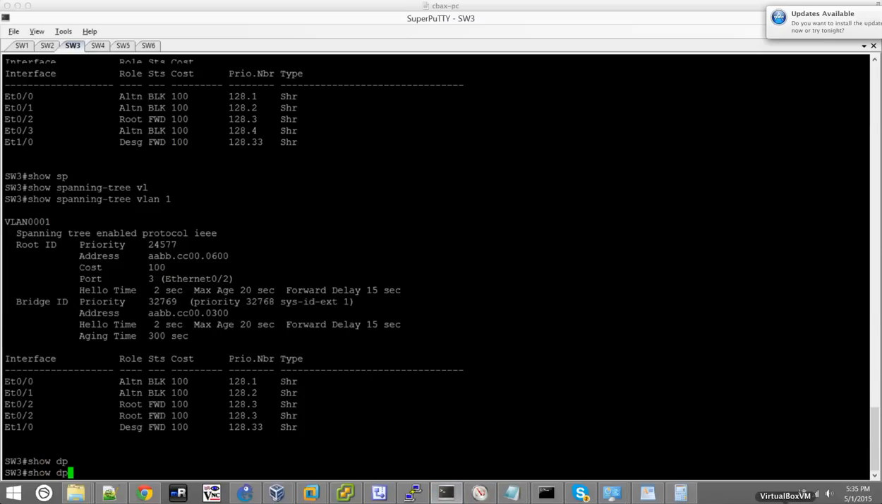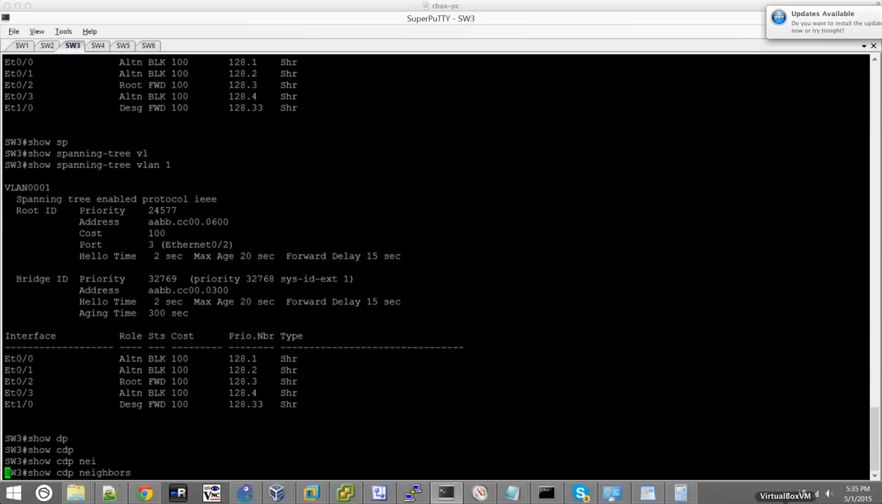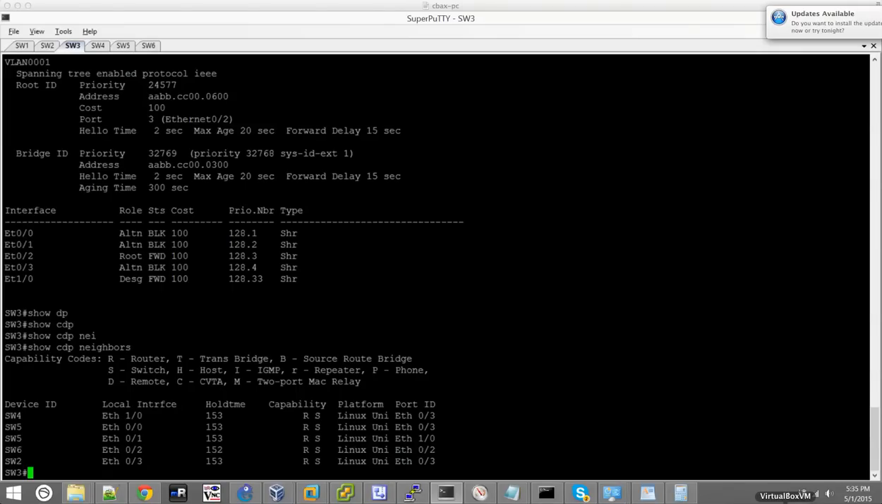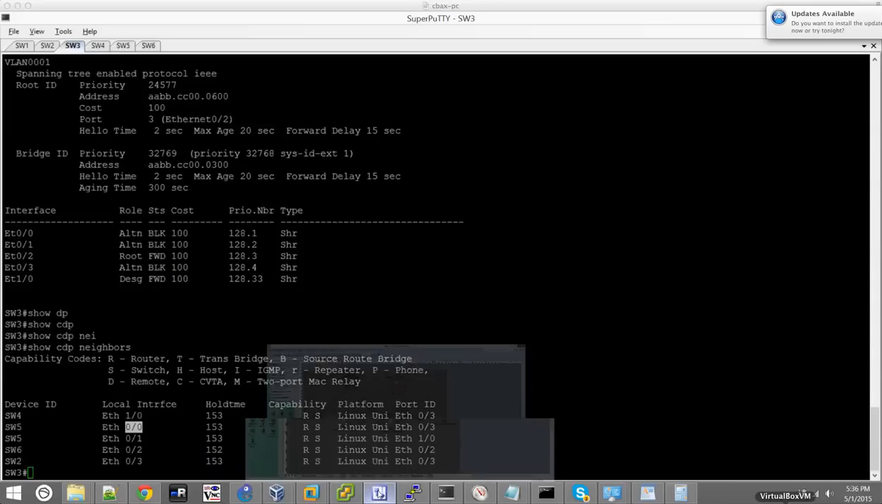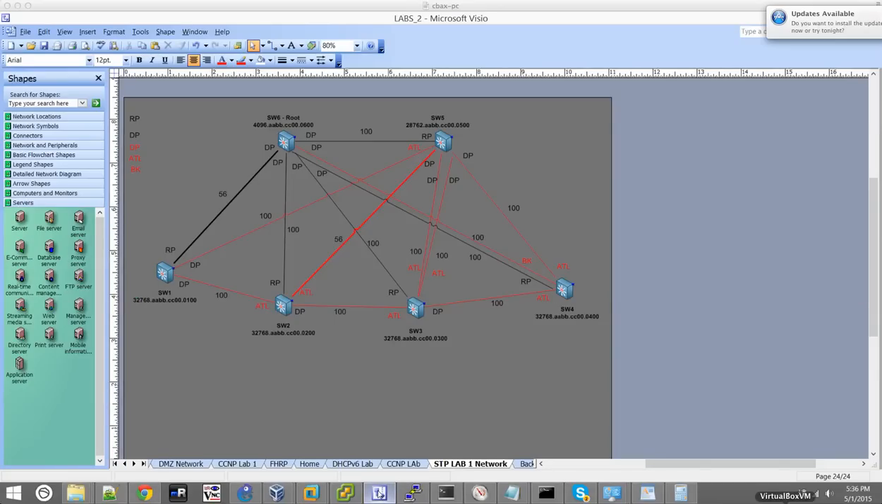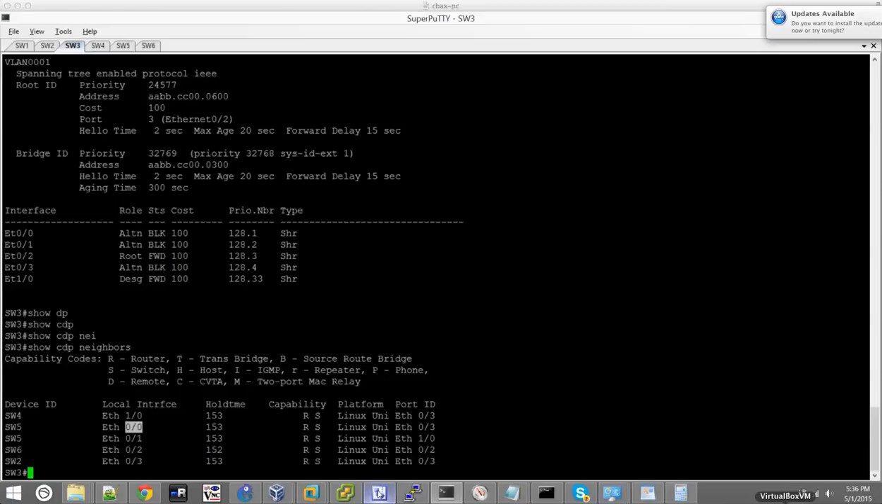If we want to get down into the neighborships to see which interface is which, the two blocking interfaces, Ethernet 00, Ethernet 00 is uplinking to switch 5. Back to our diagram, it's blocking switch 5. And I think because I don't have backbone fast enabled, or is it loop fast, or one of those, we're not going to get that backup port.